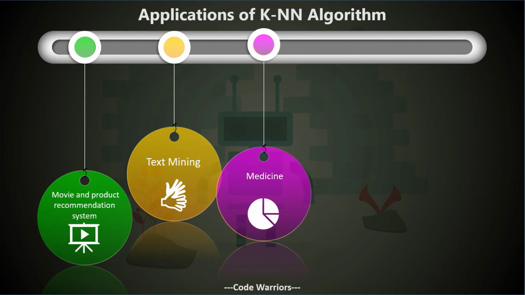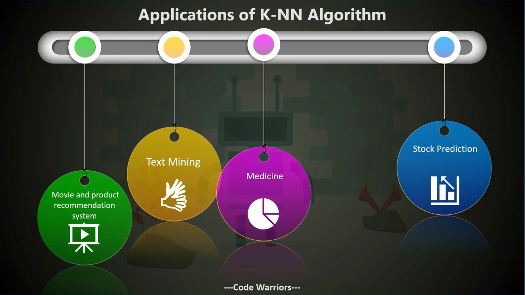Our third point is medicine. There are many uses of the KNN algorithm in medicine, but I am telling you an example of heart stroke. Whenever a person is diagnosed with a heart stroke, there is a possibility that they will have a second heart stroke. So the algorithm will predict how many chances there are for a person to have a second heart stroke. So this is how the KNN algorithm works in medicine for predictions.